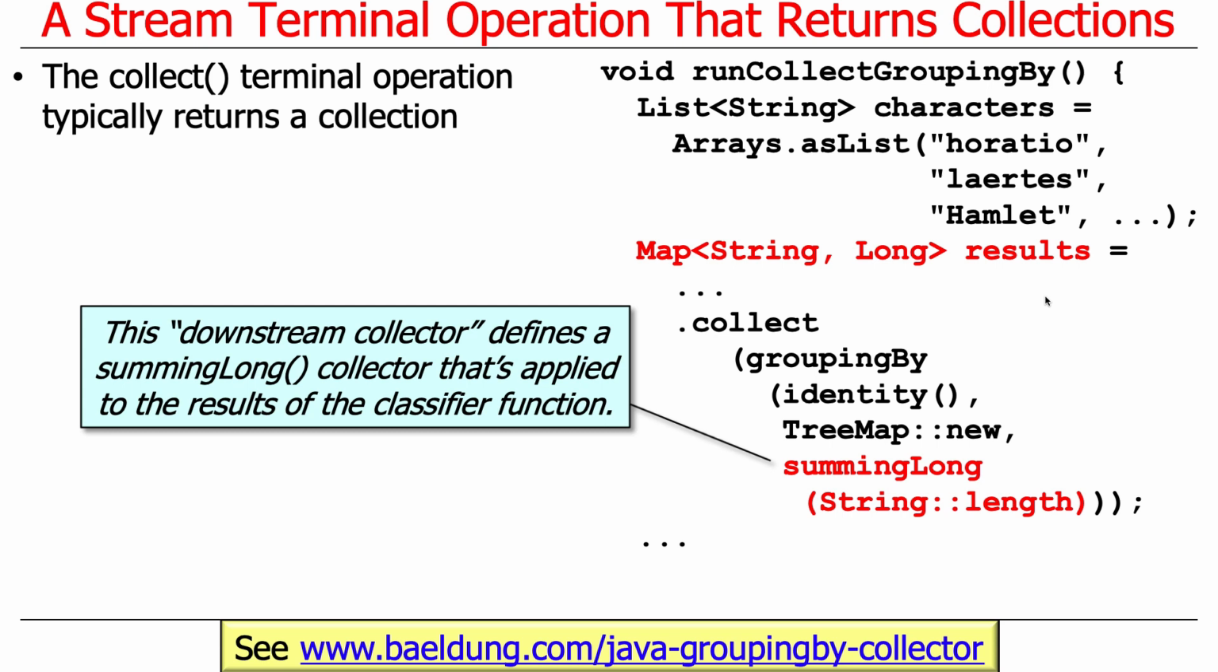So as you can see, grouping by is very powerful, very flexible. You can determine what type of key you want. You can determine what kind of map you want. You can determine the downstream collector to make the values show up in the right place, and so on and so forth.